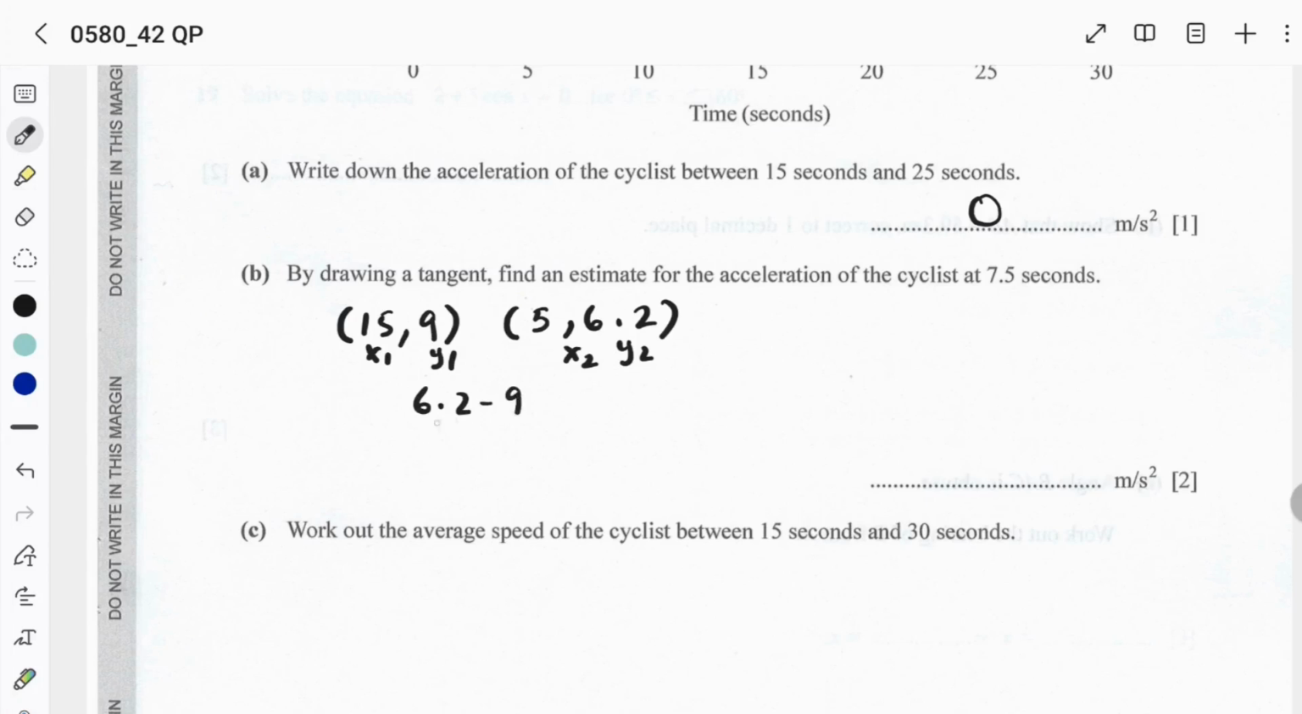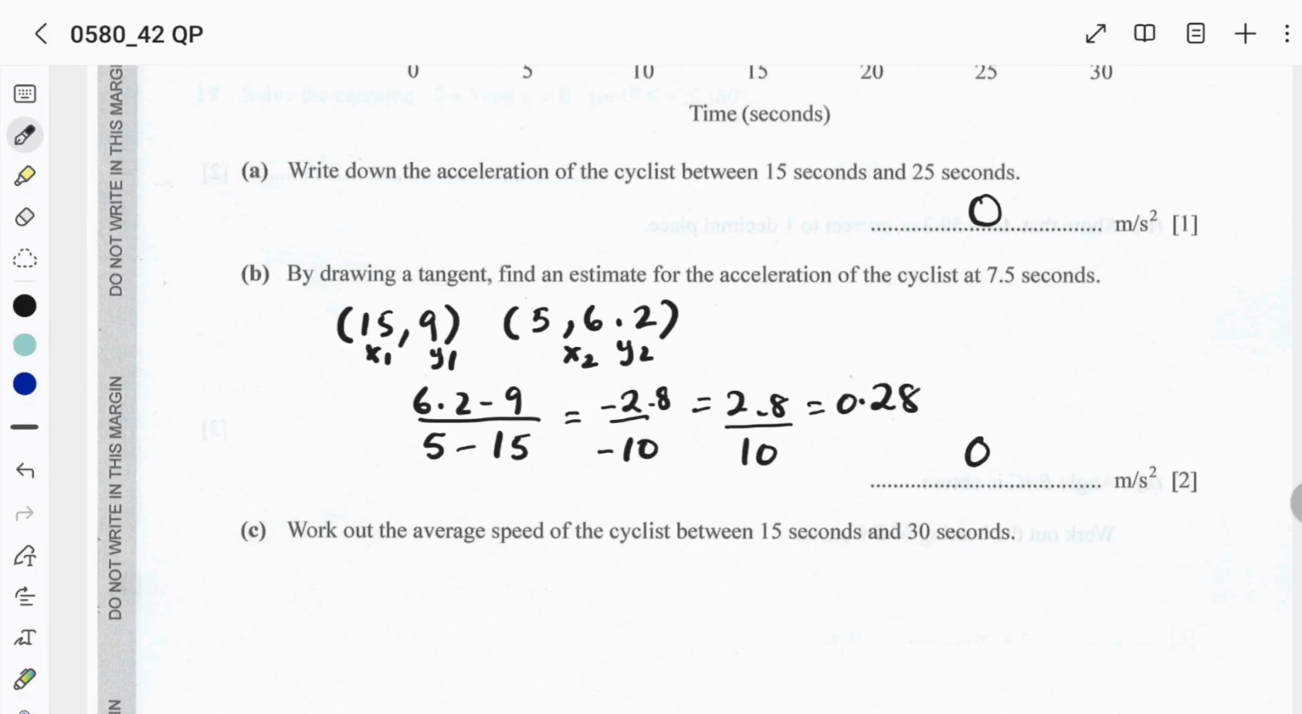y2 minus y1 upon x2 minus x1, that is minus 10 in the denominator, and 6.2 minus 9 is 2.8 with a minus sign. So that is 2.8 upon 10, which is 0.28. So 0.28 is the slope of this graph at 7.5 seconds. All right, so we draw the tangent and we estimate the acceleration for the cyclist at 7.5 seconds.